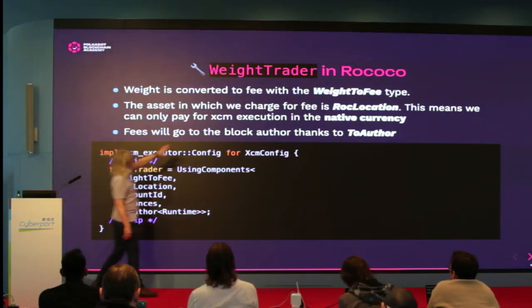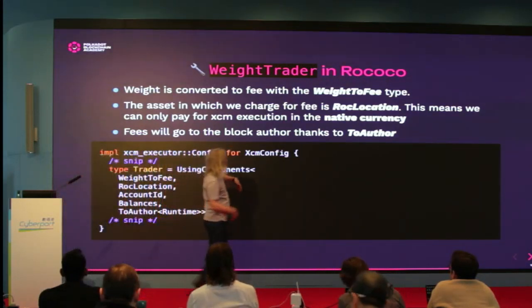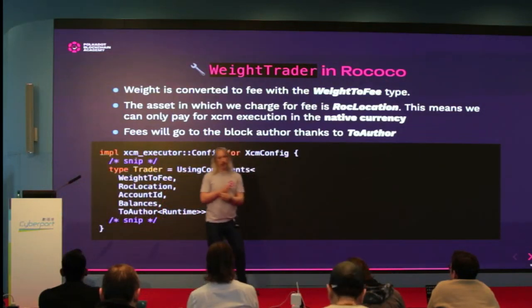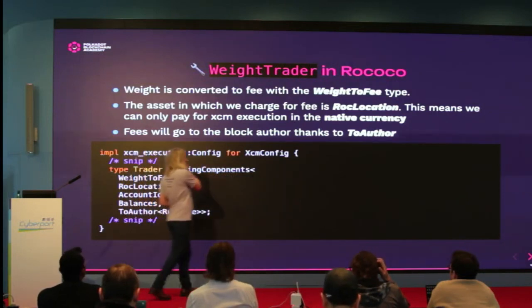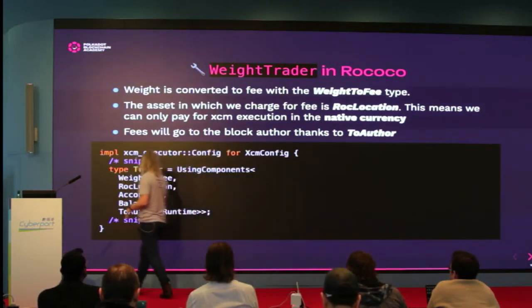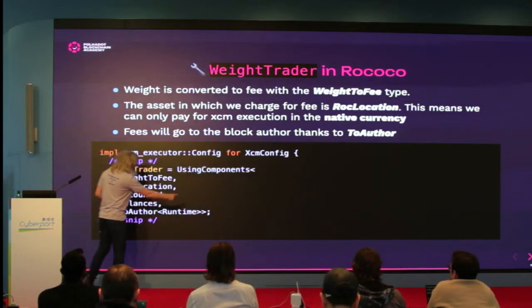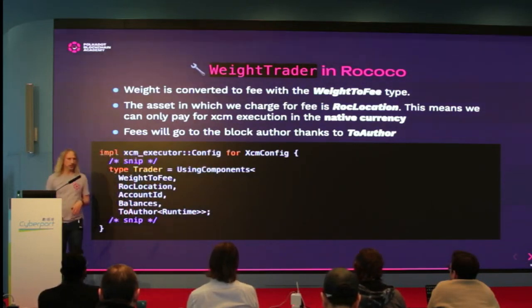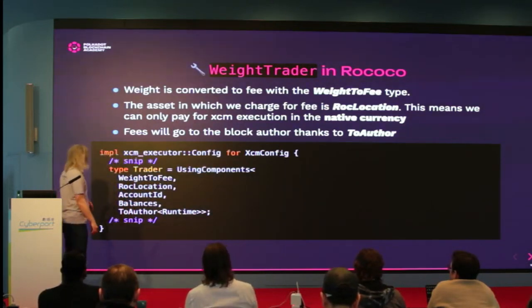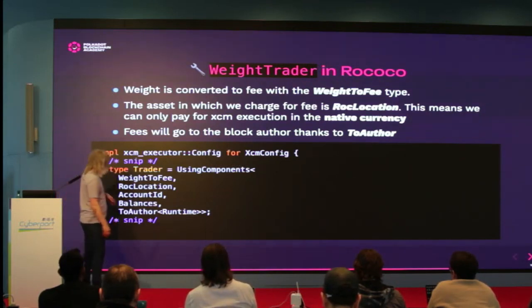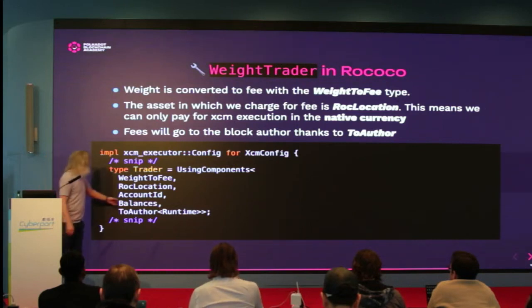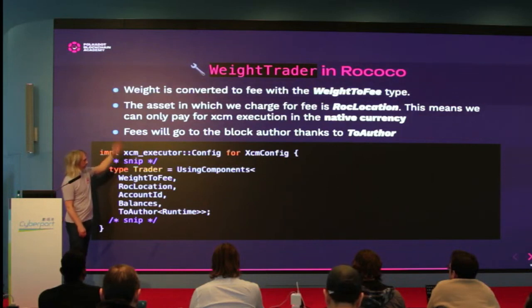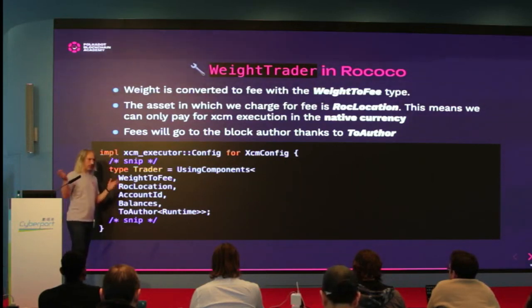So fees go to the block author, so we take the fees, but what do we do with them? Well, we might burn them, we might send them to the treasury, we might send them to the block author, we might do some combination of all of those things. This allows us to configure that, and we configure it with this ToAuthor, which is basically an unbalanced implementation. The rest of it is pretty trivial. Balances and account ID are just types for Rust's type checker. ROC location just matches to our reserve currency, which, as you remember, is here, .into.